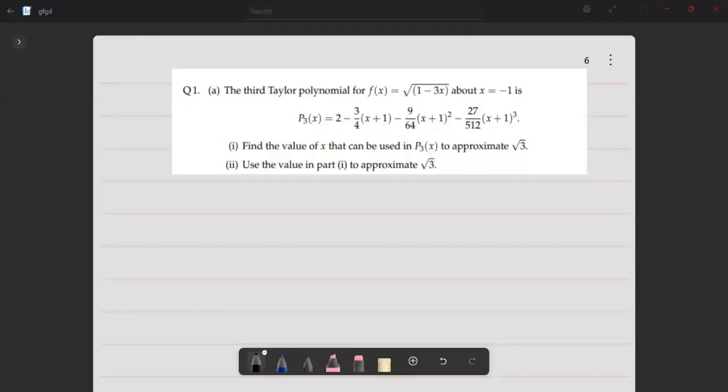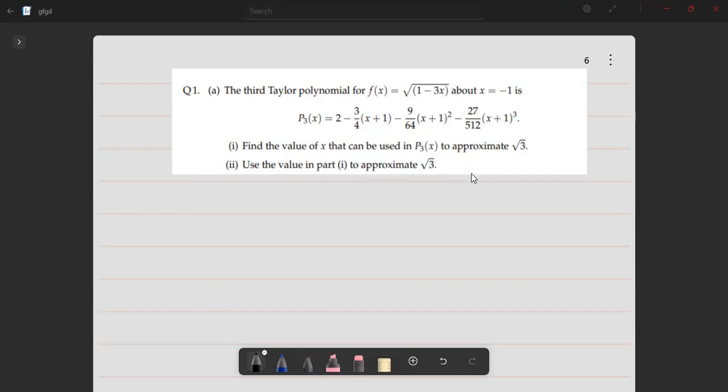Okay, so we have a question here. It says the third Taylor polynomial for the function f of x is equal to the square root of 1 minus 3x, and this Taylor polynomial is evaluated about x is equal to -1. Okay, so the first part says find the value of x that can be used in P3 of x to approximate the square root of 3.